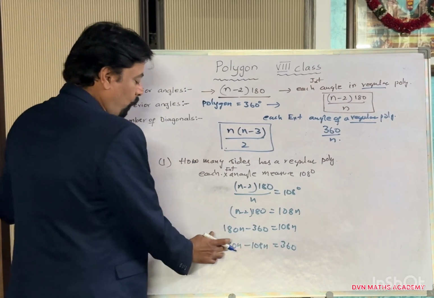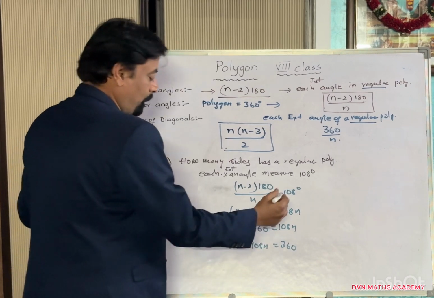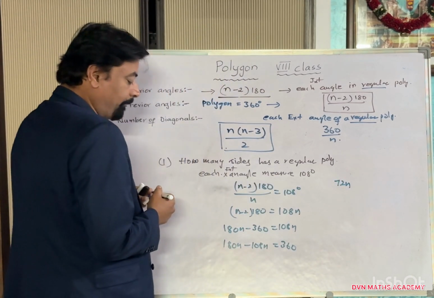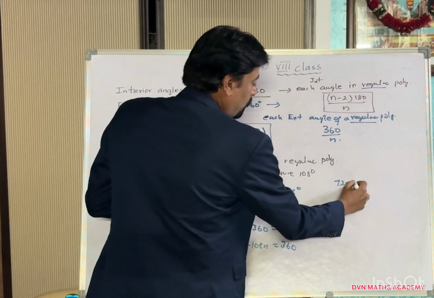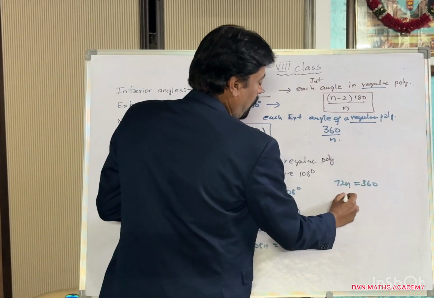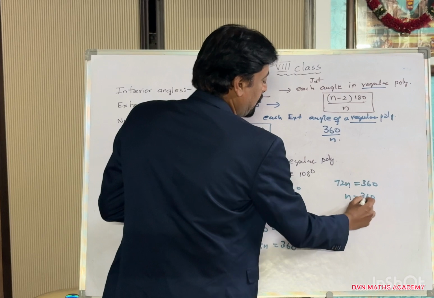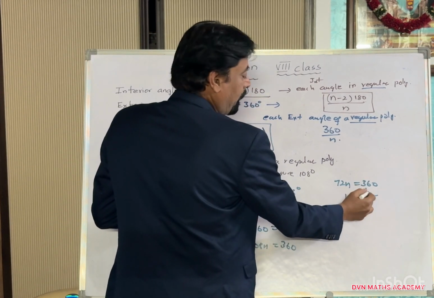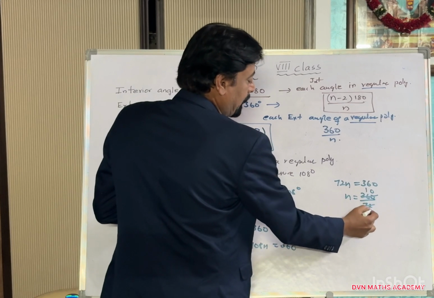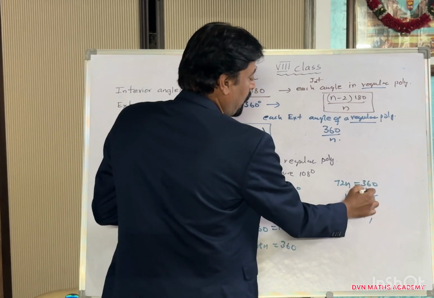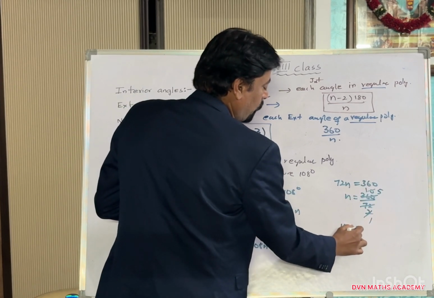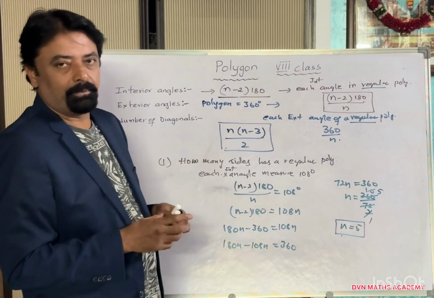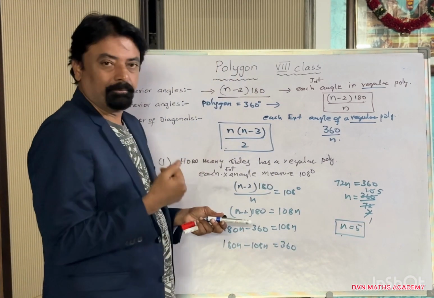So now 180 minus 108, you know that is 72n. This is 72n. Now this is equal to 360. Now n is equal to 360 by 72. 36 ones are 36, 36 twos are 72. Therefore n is equal to 5. So you know that n is equal to 5 means it is a 5-sided polygon. So it is a pentagon.